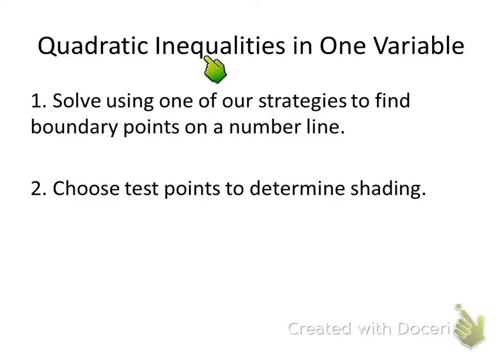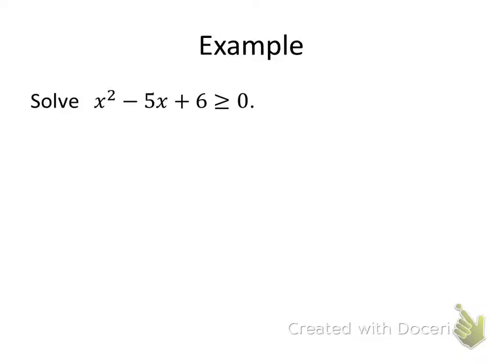So what if we had quadratic inequalities in one variable? We will solve to find boundary points, but we're just going to put them on a number line this time, because if we only have one variable, that means we only have one axis, no longer two. And then we still pick test points, plug them in, see if they are true or false to determine where we shade. Okay, first one up.